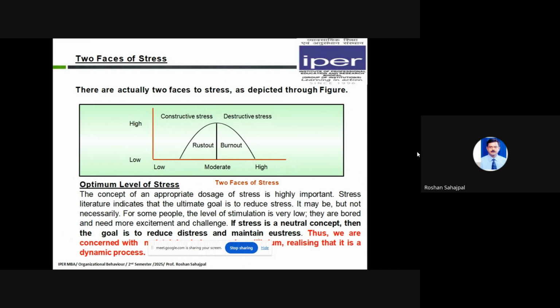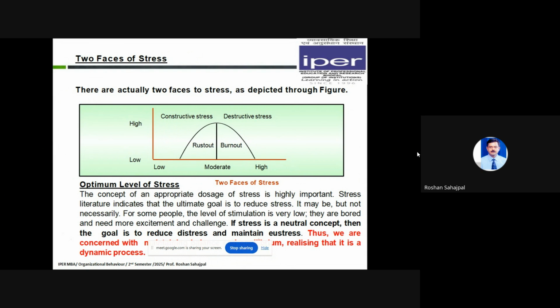So now that we have understood stress, now we have to understand that not all negativity is associated with stress. There can be some positivity also associated with stress, right? So there is one stress which is called constructive stress or eustress, and there is another stress which is called destructive stress or distress. Now let's see what's the difference between the two, right?